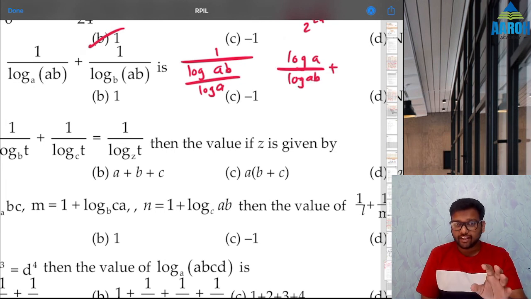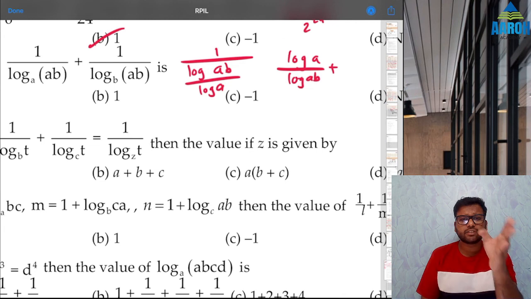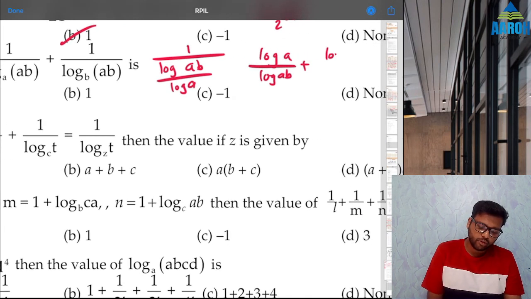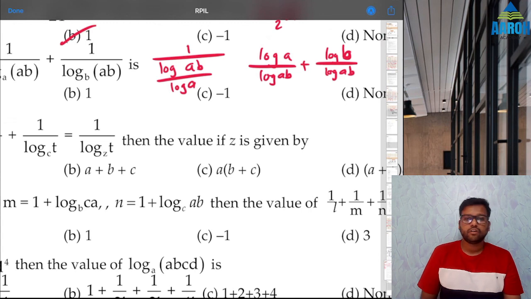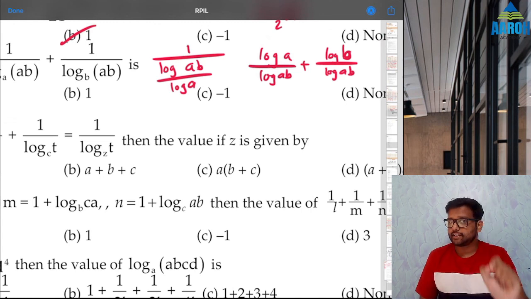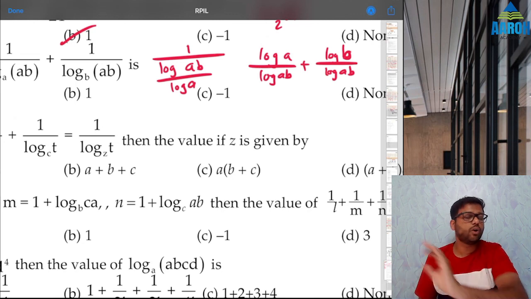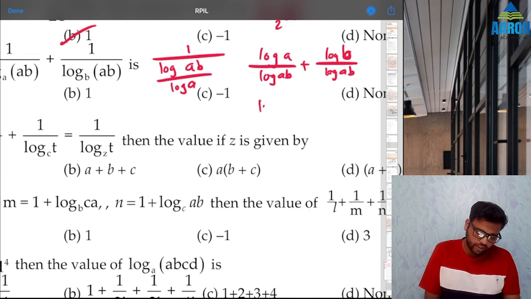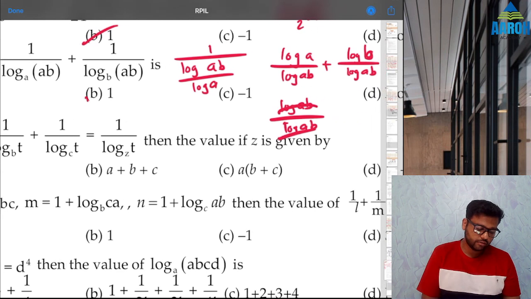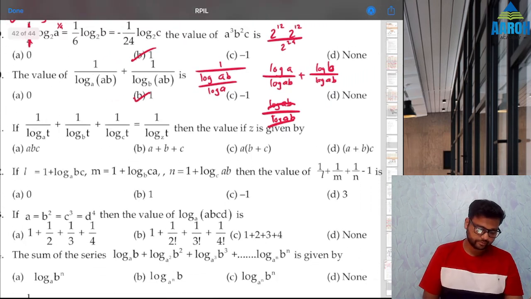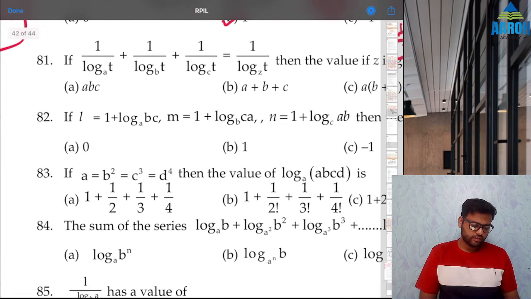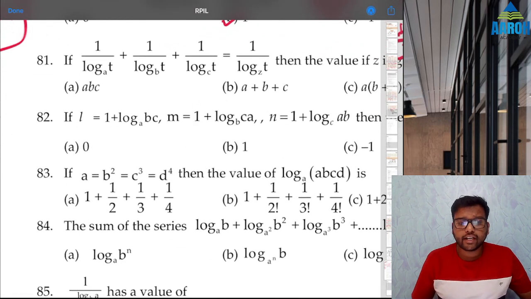On the same lines, don't think about the second term, just compare. Second term will be what? Log B upon log AB. Right? So the denominator is common, we can add the numerators. Log a plus log b. Log a plus log b is what? Log ab. Upon the denominator, which is again log ab only. So again everything will get cancelled. Option B is the correct answer. 1.